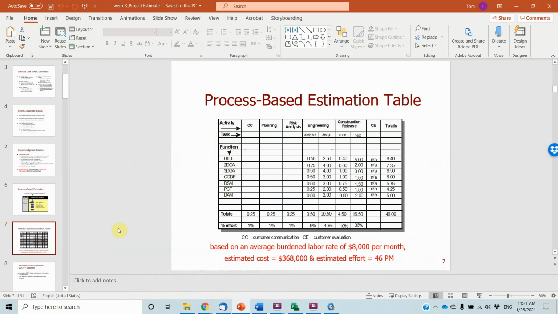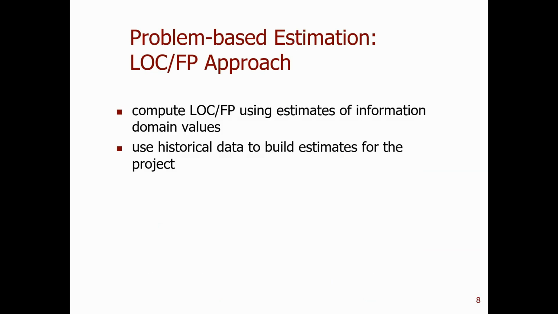Okay, let's go back to here. The process based one is done. The next one is problem-based estimation. Here we use lines of code or function point approaches. So here we're using a statistical approach involving the size. We use historical data to build the estimate. If we have historical data on the relationship of lines of code to cost, then we can use a formula to calculate.